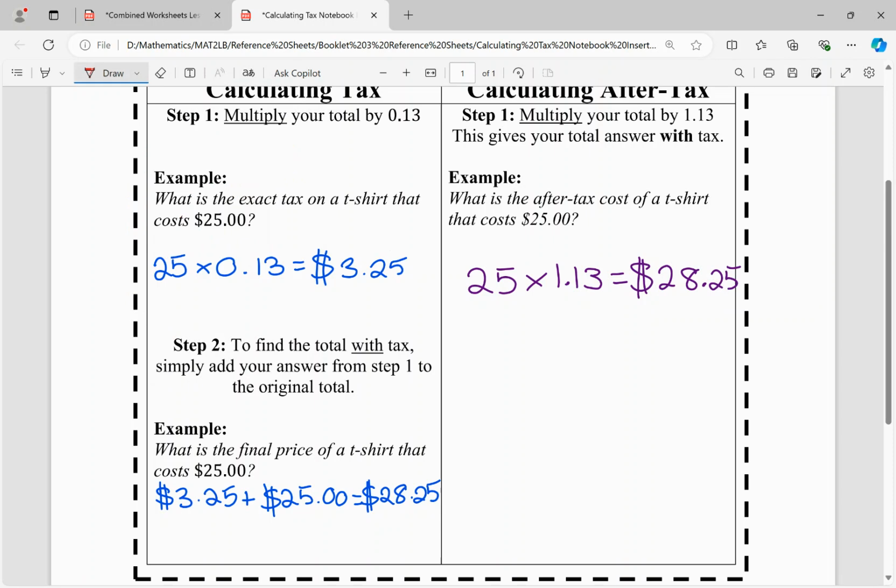So it's great that you can jump to the final answer, but please remember, if you want just the extra money, but not the final price, you need to take this step, because our fast method, our shortcut, jumps straight to the final price. It does not tell us the extra money that we're paying. So if I just ask you for extra money, multiply by 0.13. But if I ask you for the final price, multiply by 1.13.